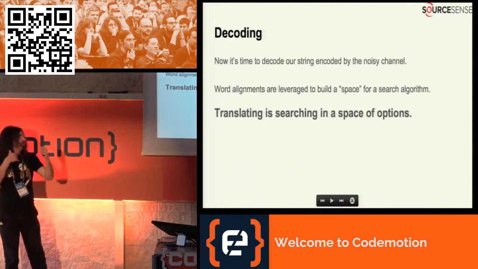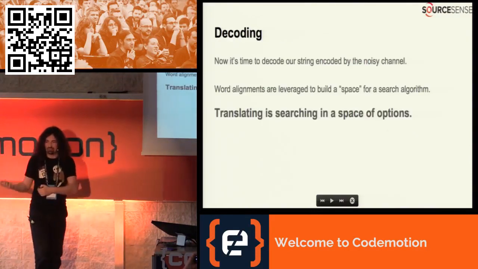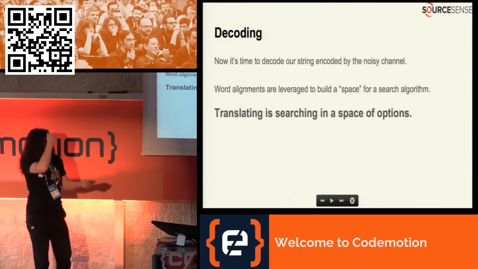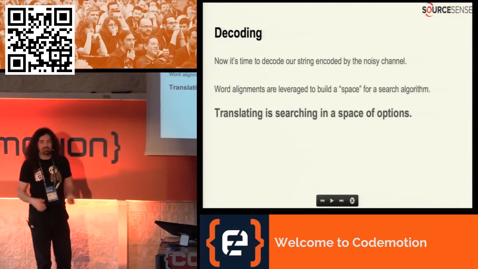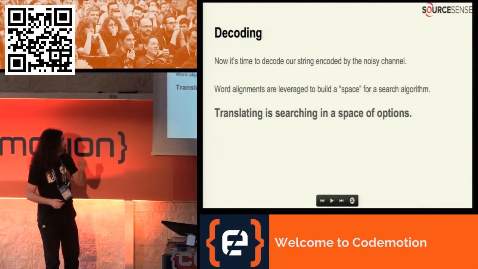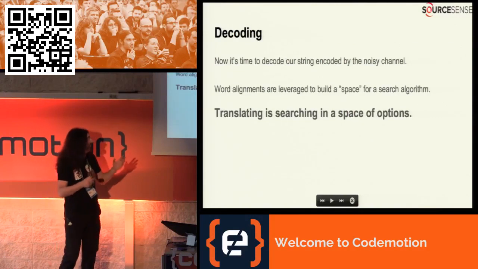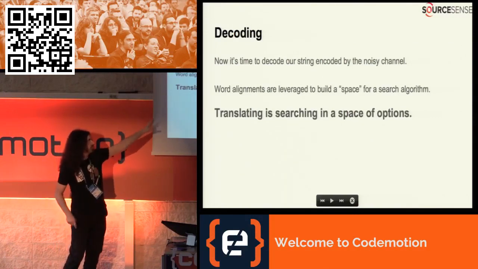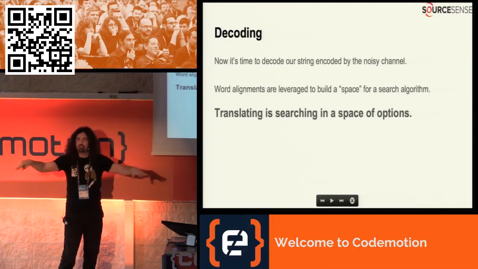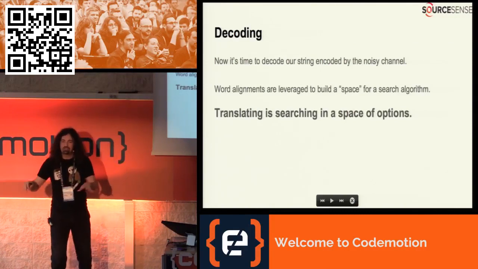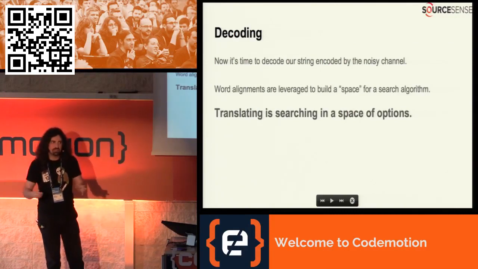Now it's time to decode our string, which is encrypted. It's a ciphered message. We can decode that, and the noisy channel is what garbles it. Decoding is basically searching a space, because the word alignments are leveraged to build a space for a search algorithm, translating into searching a space of options. Okay?